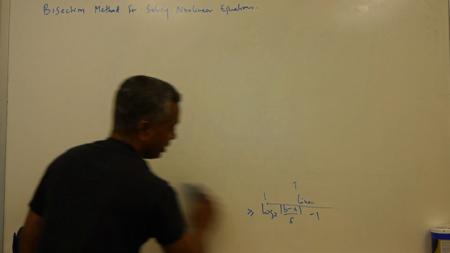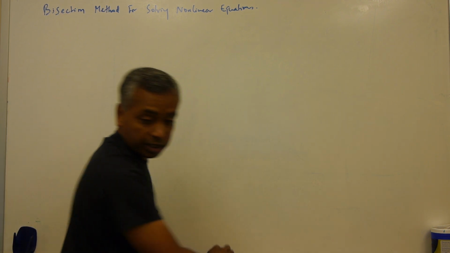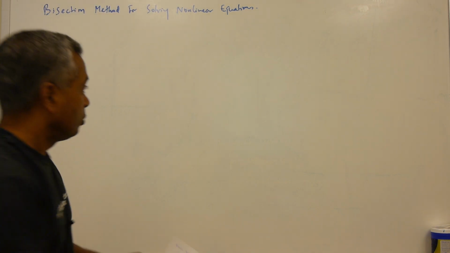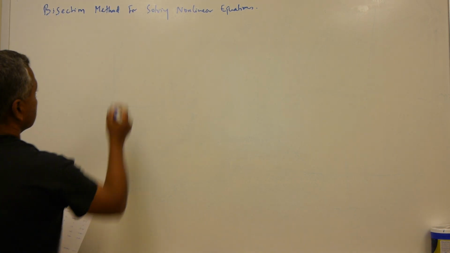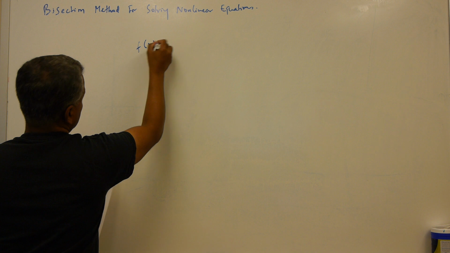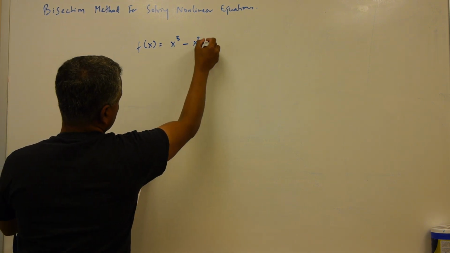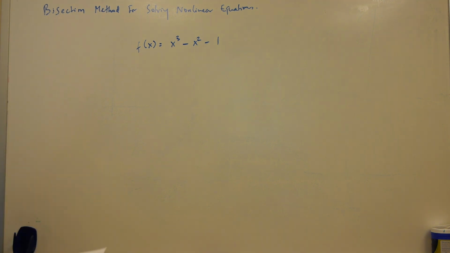Let's say I have given you an equation. Let me take an example from my notes. The equation is f(x) equals x cubed minus x squared minus 1. Okay? And the interval that's given to you is 0, 2.